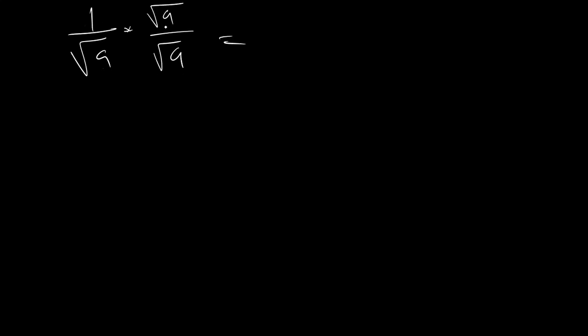Now, 1 times the square root of A will give you the square root of A. The square root of A times the square root of A will give you what? A. So you see, this is now a rational denominator. We have rationalized the denominator.